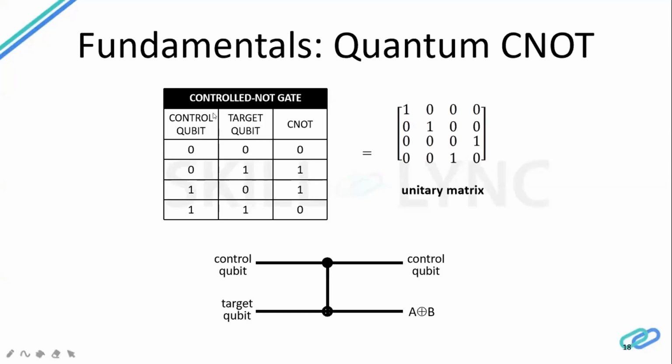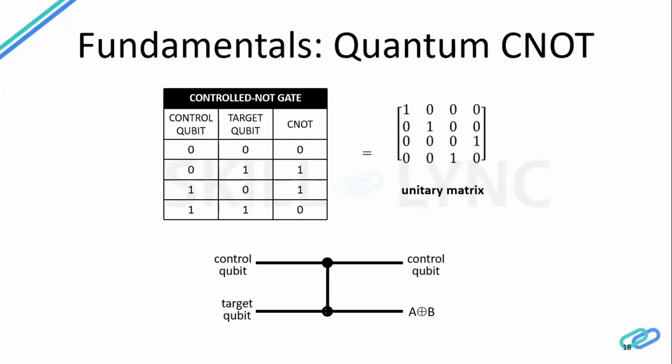When the control qubit is 0, in the second line, again the target qubit 1 is not disturbed and the output will be 1. No disturbance. But when the control qubit is 1, the target qubit will be flipped. That is, 0 will become 1, 1 will become 0. In the last 2 lines of the table, when the control qubit is 1, the target qubit gets flipped. We will see a hands-on now how it works.